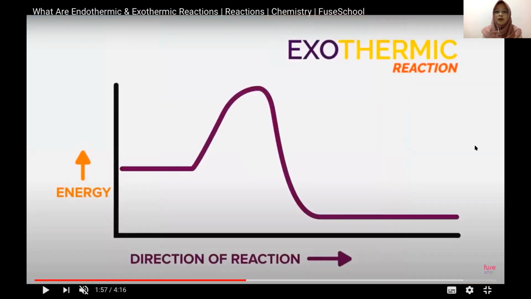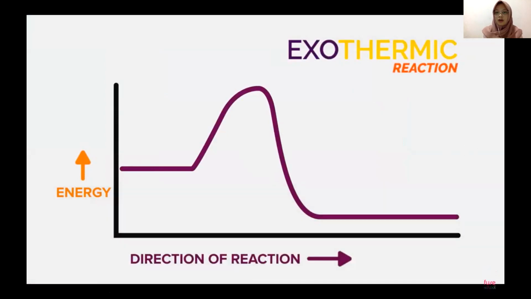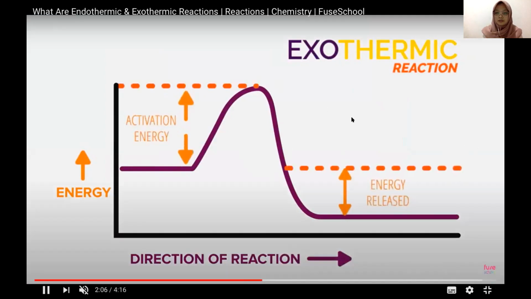Okay, if we look at the exothermic curve here, first we have energy. The activation energy, or energy of the reactant, is higher and then decreases to become the energy of the product. That's why the energy of the reactant is higher than the energy of the product.